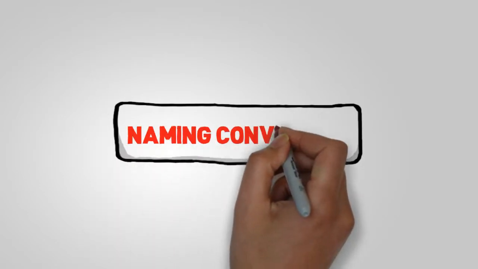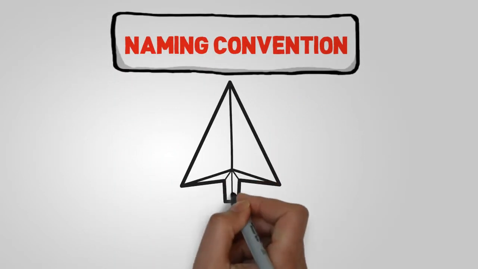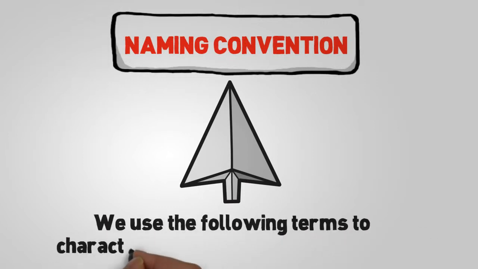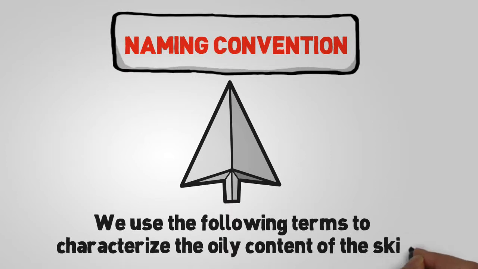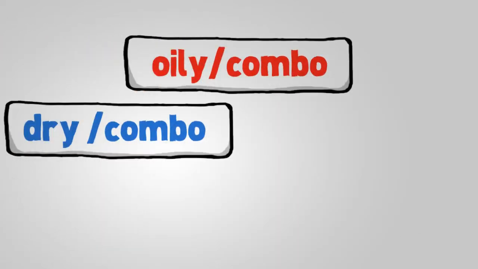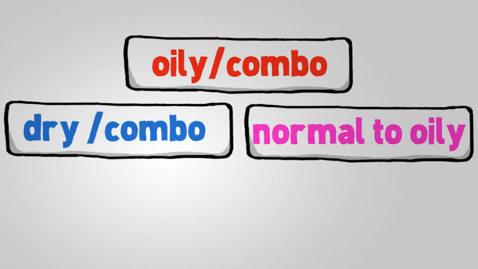3. Naming convention. Another very important point about the naming convention. We use the following terms to characterize the oily content of the skin: oily combo, dry combo, normal to oily, normal to dry. What do these terms mean?